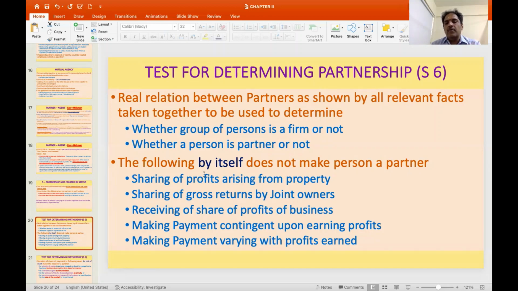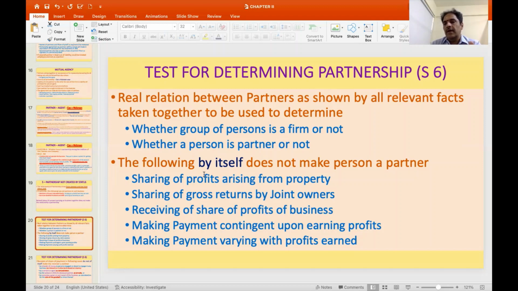So sharing of profits arising from property will not make it a partnership firm. Where there are gross returns by joint owners, like in the case of Cox versus Hickman, if these people made some profit, sharing those profits does not make them a partnership firm. That is what the court held. Then there is receiving a share of profits of a business, and payment contingent upon earning of profits, like in the case of a salaried partner. I'm going to say that if the business makes a profit, I'm going to give money; otherwise, I'm not going to give you money. That is payment contingent upon earning profits or varying with the profit.